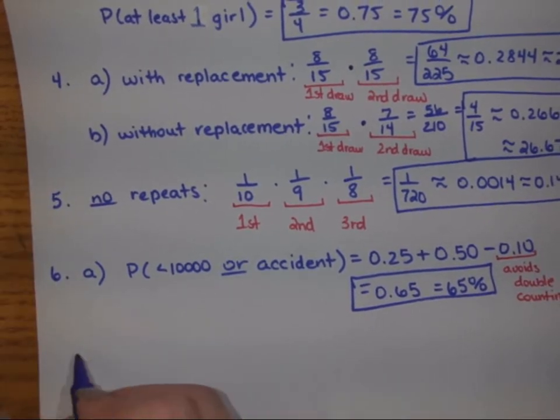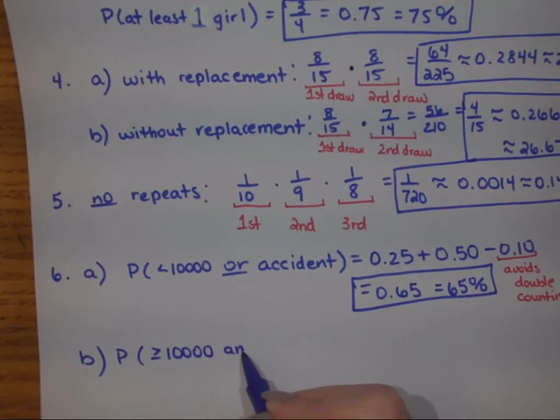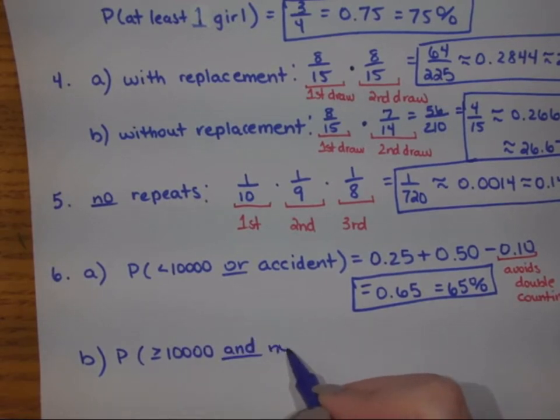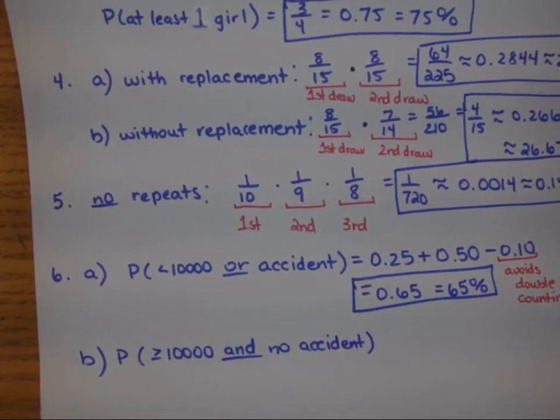All right, part B says, what is the probability a person drives 10,000 or more miles and has no accidents? That's a little different. This one is the probability of greater than or equal to 10,000 and no accident. So basically you only want the people who are in a specific category for this one.